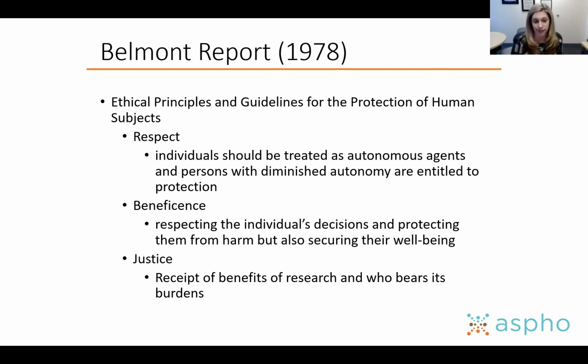The third is justice. Justice is basically a statement about fairness, that the receipt of benefits of research needs to align well with the people who bear the burden of the research. And that's the main statement of fairness that comes from the Belmont report.